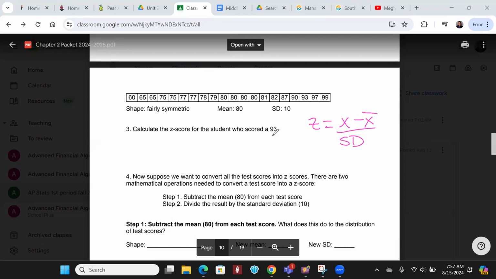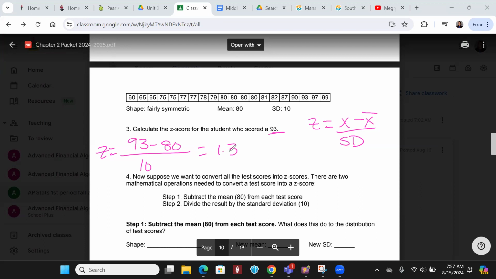So what's our value here? 93. Okay, and what's our mean? 80. And we're going to divide by the standard deviation. And so that's going to give us 1.3. If you weren't here yesterday, that's what we learned. Okay, now suppose we want to convert all the test scores into z-scores. There are two mathematical operations needed to convert a test score into a z-score. You've got to subtract the mean from each test score and then divide by the standard deviation.